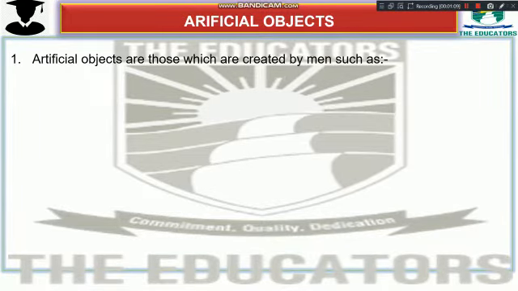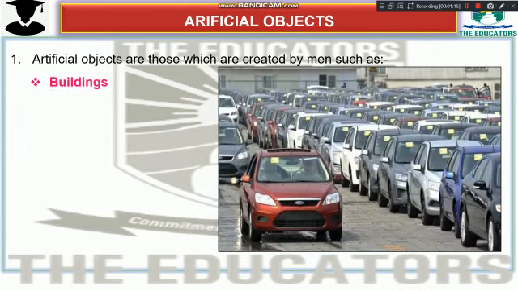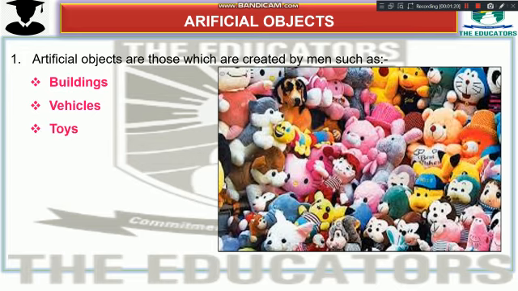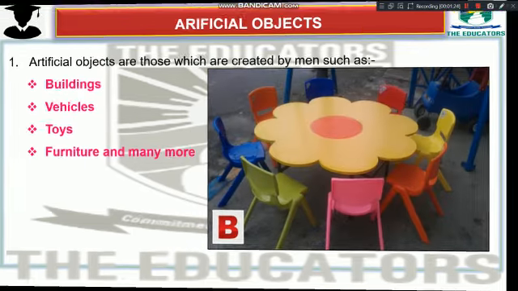Now, artificial objects. Artificial objects are those which are created by man, such as building in which we live, vehicle which is used to move from one place to another, toys which are used to play with, furniture, and many more.